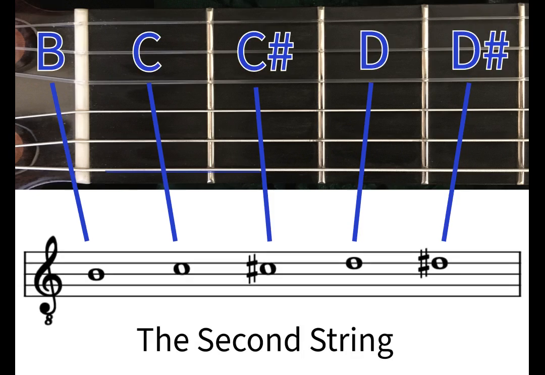Now let's look at the notes on the 2nd string up through the 4th fret. B is played open and sounds like this. To play C, you hold down the 2nd string on the 1st fret. C sharp is played on the 2nd fret. D is on the 3rd fret. And D sharp is on the 4th fret.